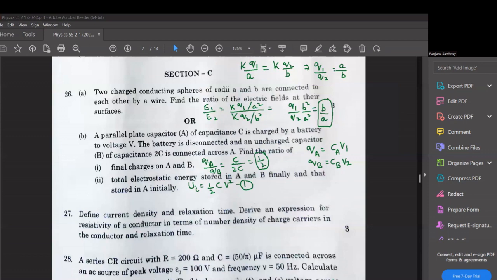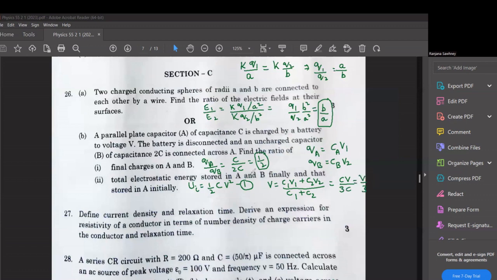Now let's find out the final energy stored in both the capacitors. For that, first we have to find out the common potential. Whenever two capacitors charged to different potentials are connected, they come to the same potential, and that potential we call the common potential, which is given by C1 V1 plus C2 V2 upon C1 plus C2. Here V2 is 0 because it is uncharged. V1 is V, C1 is C and C2 is 2C. So we get C into V, V2 is 0, upon 2C plus 1C, 3C. That is equal to V by 3. This is the common potential.